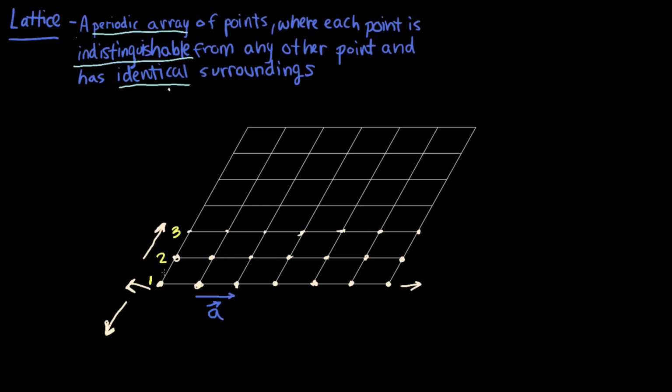What we need to do is define another lattice translation vector. I will define a second vector here. We'll call it B. This is our second lattice translation vector. And now we're in business again. Using a linear combination of A and B, we can get to any other point on the lattice.